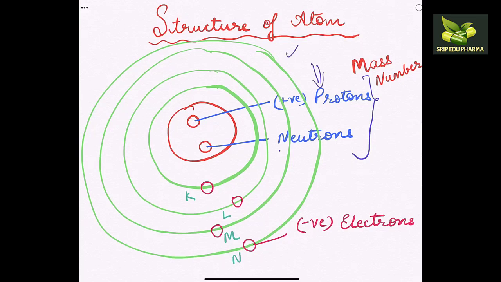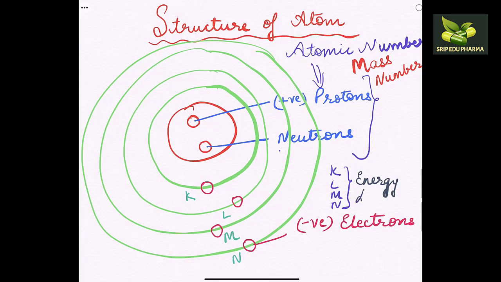Then for protons and neutrons together, we give a common term named mass number. And for protons we say atomic number. Also we have to know that the electrons in the outermost shell give the valency of that element. The number of electrons present in the outermost shell will be the valency.